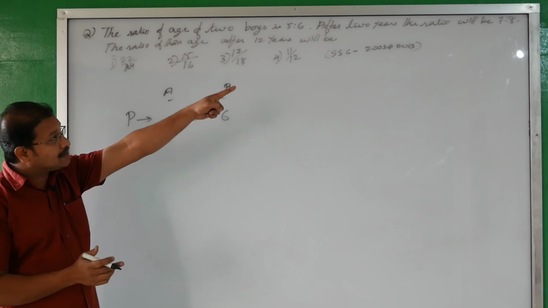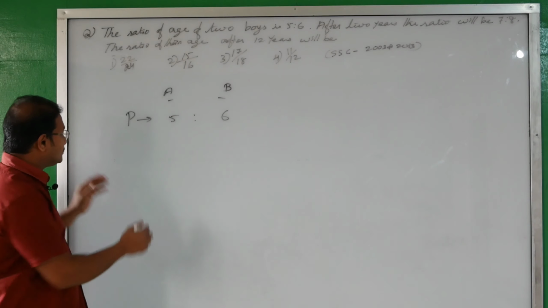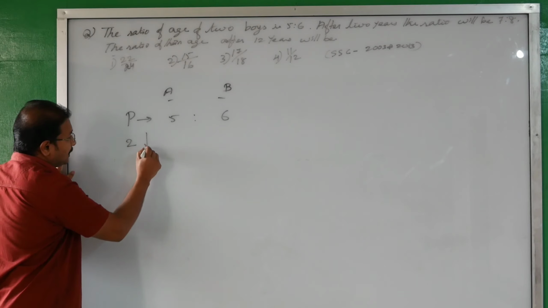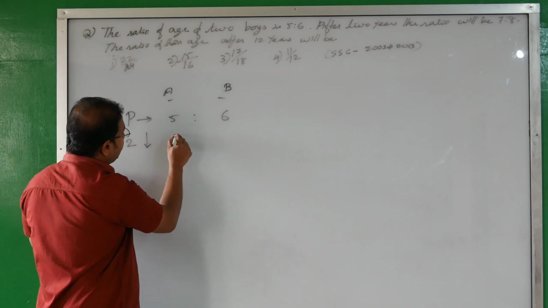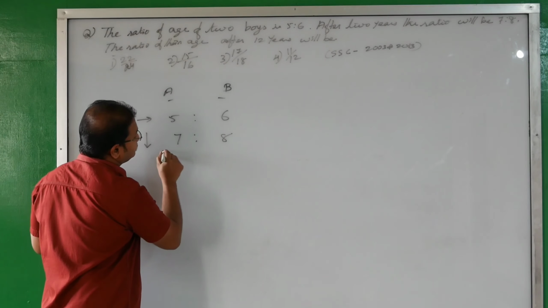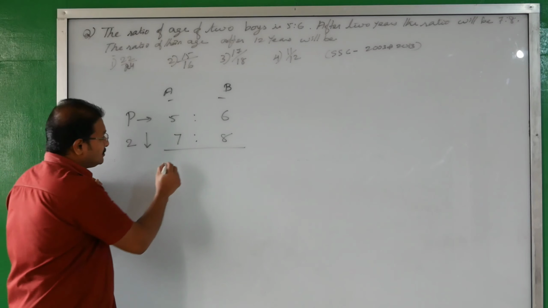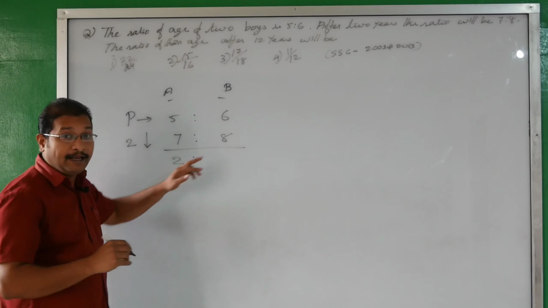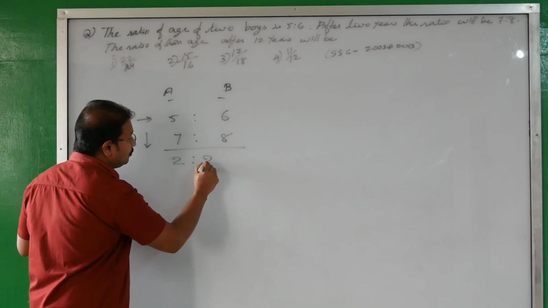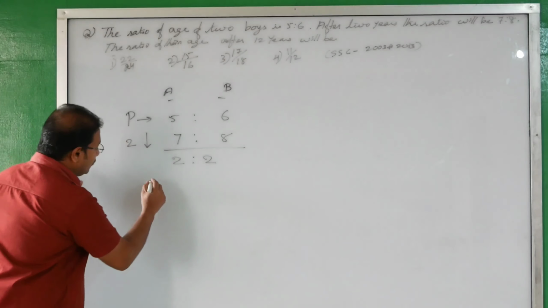After 2 years, the ratio will be 7 is to 8. Now see, what is the difference here? 7 minus 5, yes, 2. 8 minus 6, 2. That means you got 2 is to 2.